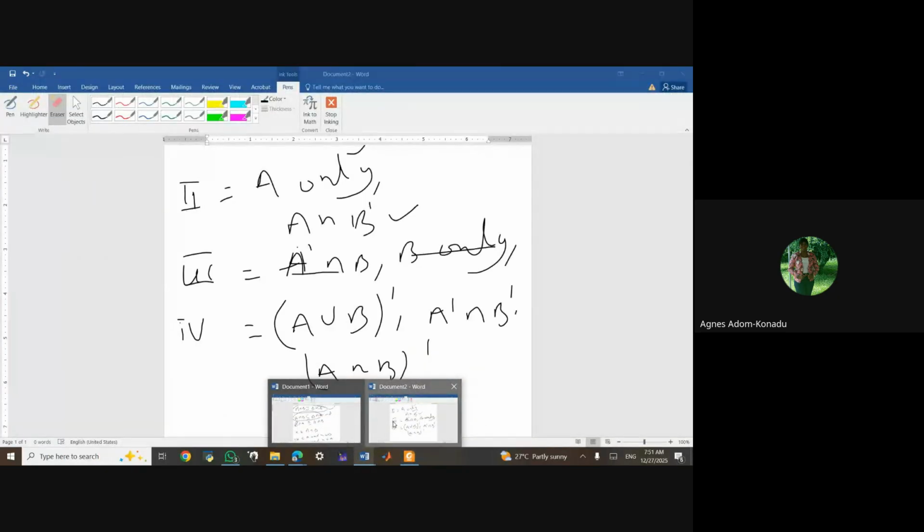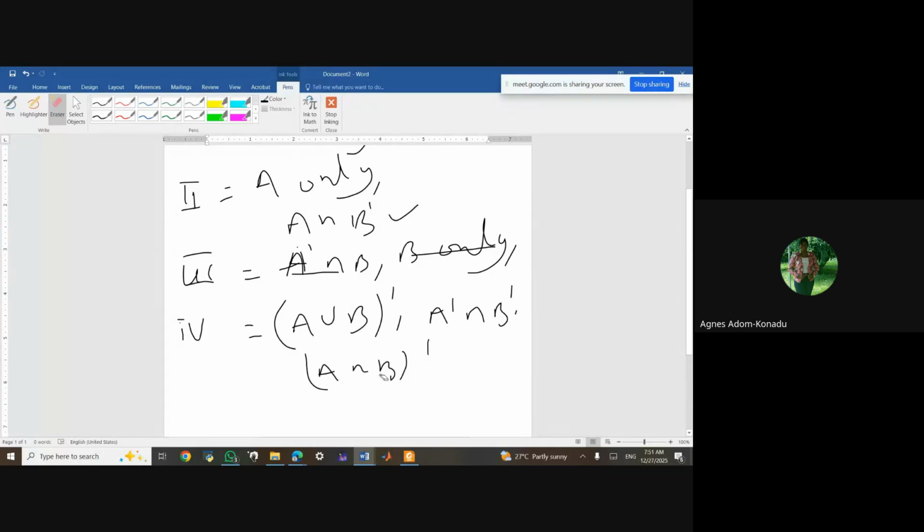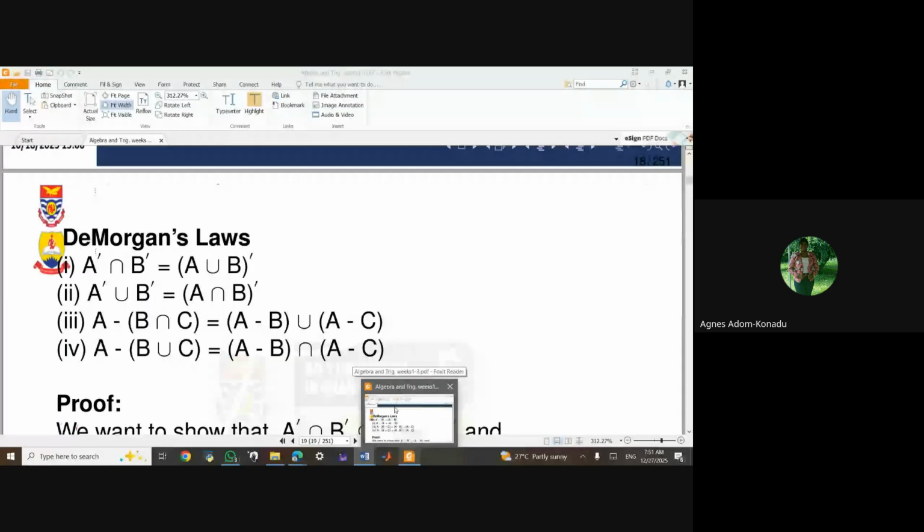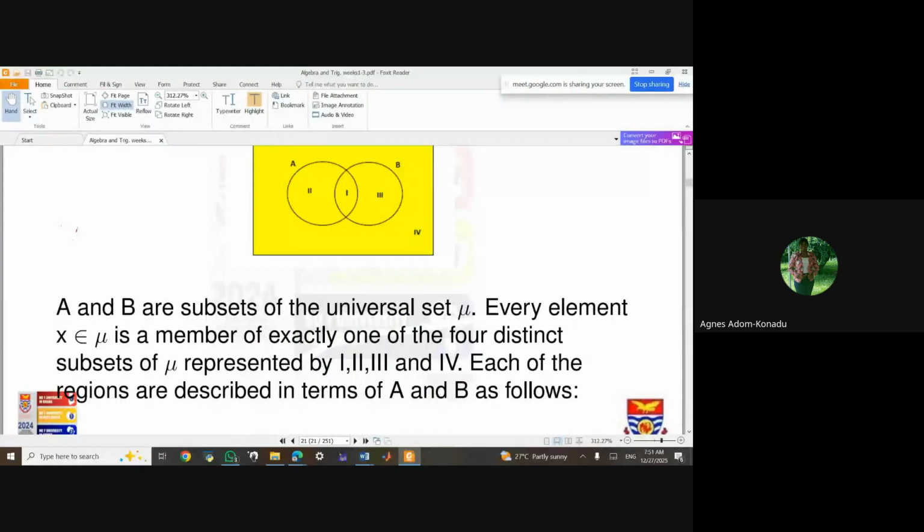And then the last one says that it is (A intersection B) complement. No, we cannot have (A union B) complement the same as (A intersection B) complement. A intersection B complement means that I'm taking A intersection B out, and we know that A intersection B is I. So (A intersection B) complement will contain I, and then IV.